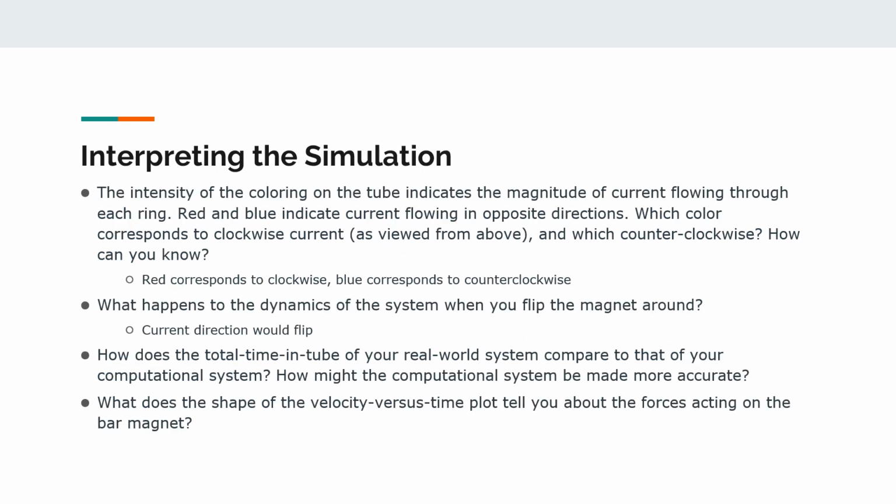For interpreting the simulation, the intensity of the coloring on the tube indicates the magnitude of current flowing through each ring. Red and blue indicate current flowing in opposite directions. Which color corresponds to the clockwise current as viewed from above, and which is the counterclockwise? And how can you know? I said that the red corresponds to the clockwise and the blue corresponds to the counterclockwise. And what would happen to the dynamics of the system when you flip the magnet around? I had said that the current direction would flip.